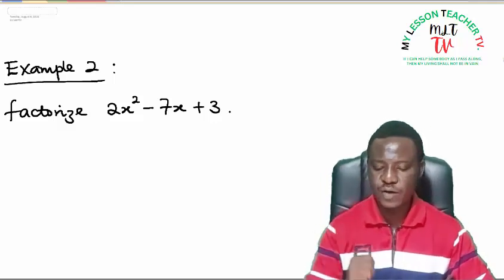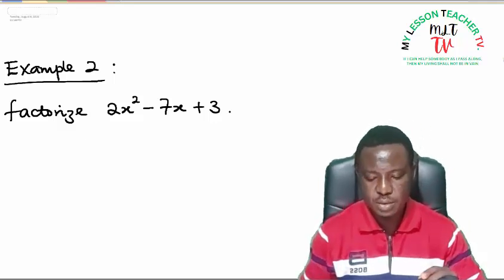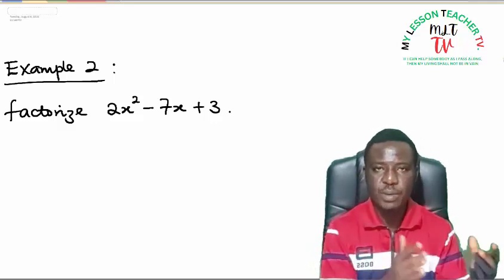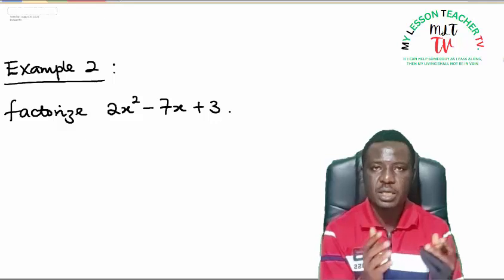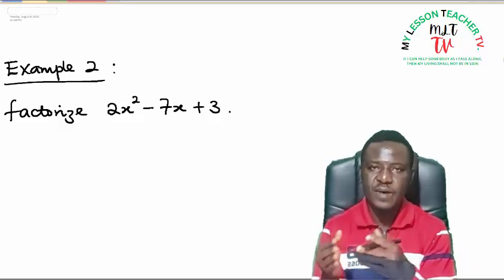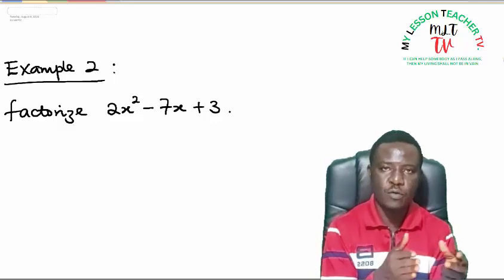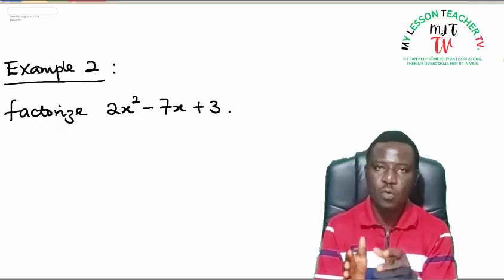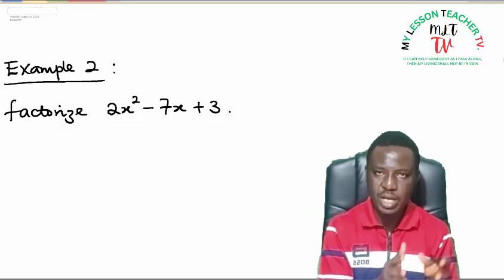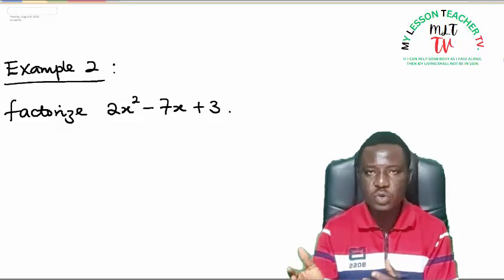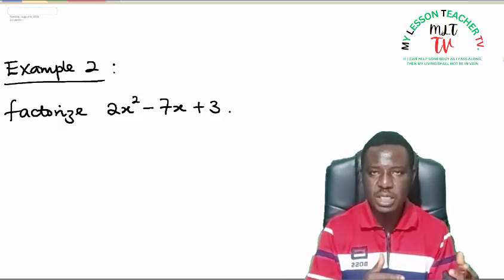Example 2 says we should factorize 2x squared minus 7x plus 3. This is to refresh your memory on quadratic trinomial. This will help us in finding the sum and product of roots of a quadratic equation. So once you're able to factorize quadratic trinomials or expressions, it becomes simpler for you to find the roots and product of quadratic equations.